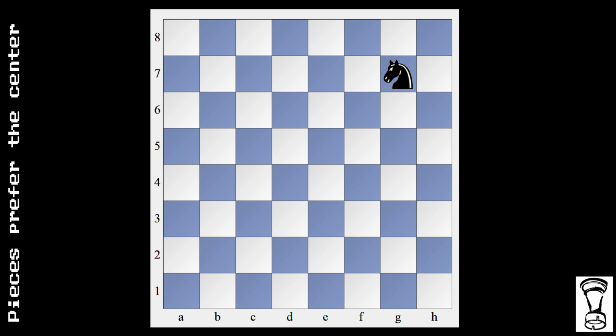Now let's put the knight in the corner. This knight can move to 2 squares. The knight clearly prefers the center of the board. Once again, the center: e4, e5, d4, d5. These four squares are the center. The knight prefers the center.